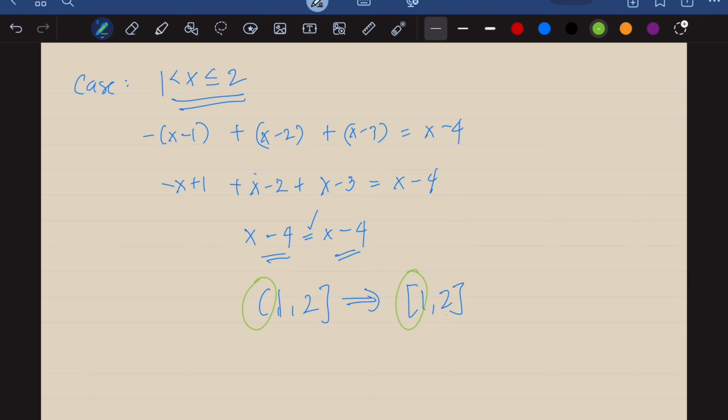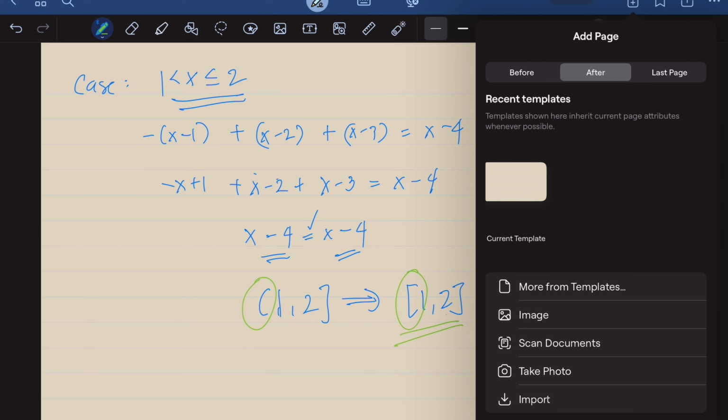Therefore, we have the solution so far as the set 1 to 2 inclusive. Next, we do the same method for case number 3. For case number 3, we have negative x minus 1 and negative x minus 2, while the other side's other terms are positive.